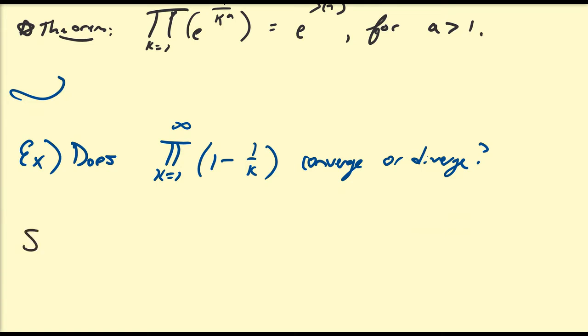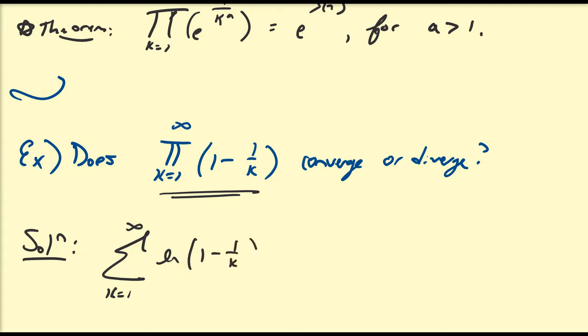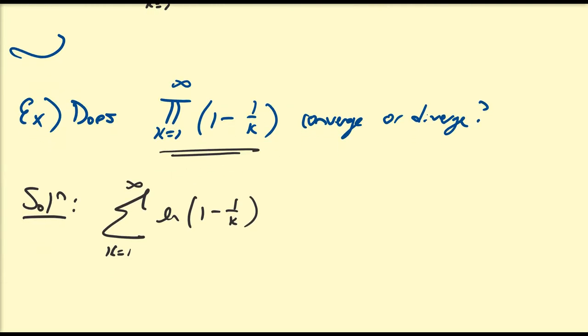Alright, so solution. We know that this series is going to converge if and only if the sum from k equals 1 to infinity of the natural log of 1 minus 1 over k converges. If this series diverges, then that product series also diverges. So I'm going to get a common denominator for these two fractions inside of here, so that we can rewrite this as the sum from k equals 1 to infinity of the natural log of (k minus 1) divided by k.